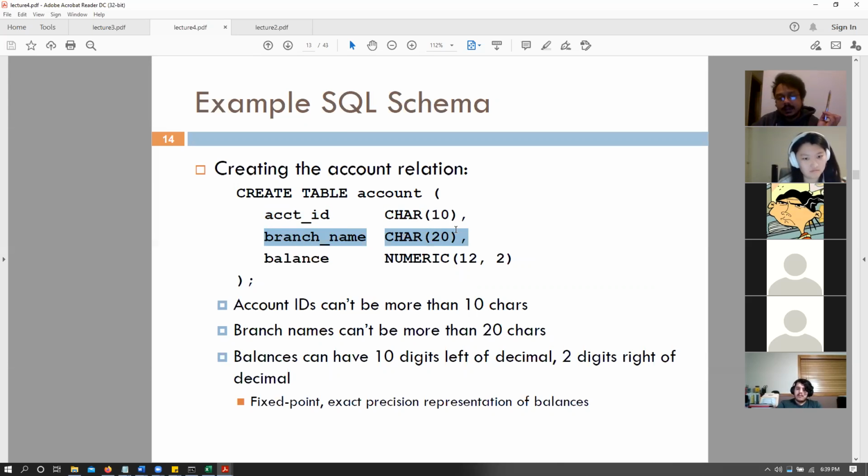Then our branch name, character 20. So that has a maximum of 20 characters for our branch name. And then we have our balance, that is up to 10 digits before the decimal place and 2 digits after the decimal place. And then we have parenthesis and then semicolon, right? I know it's my slides, but essentially I would have rather chosen varchar instead of char for branch name, right? Because different cities would have different sized lengths and it would be more space saving to use varchar. Okay.